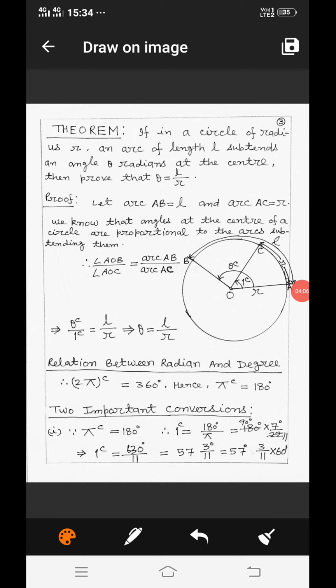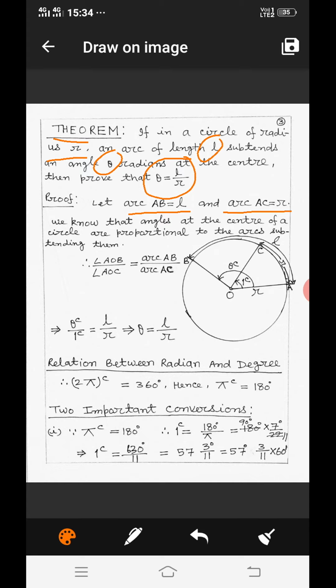Now one more theorem. In a circle of radius r, an arc of length L subtends an angle theta radians at the center. Then prove that theta is equal to L by R. Let O be the center of the circle of radius r. Let arc AB be equal to L and arc AC be equal to R, where units of L and R are the same.